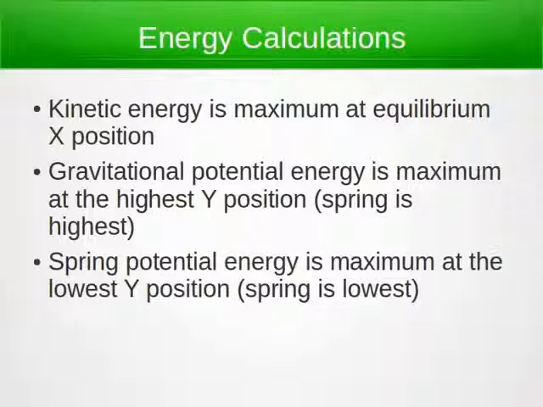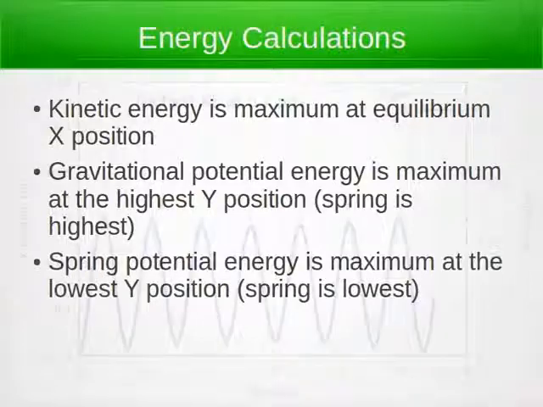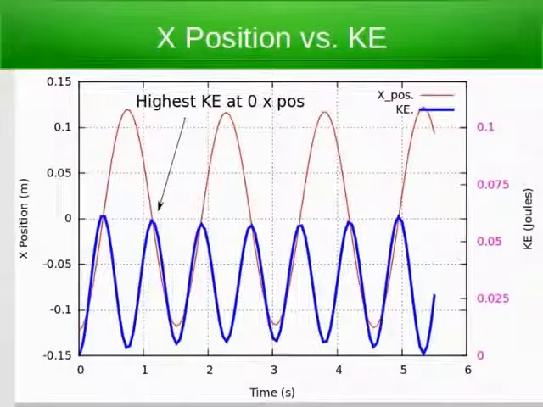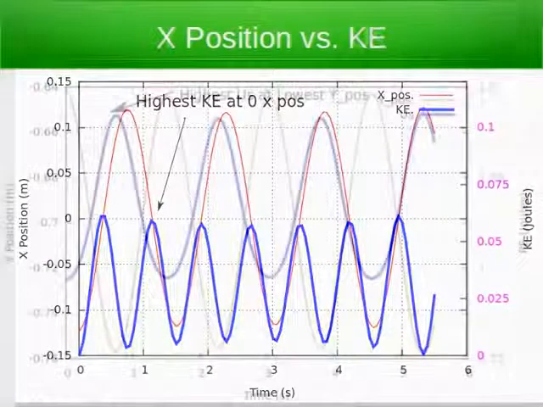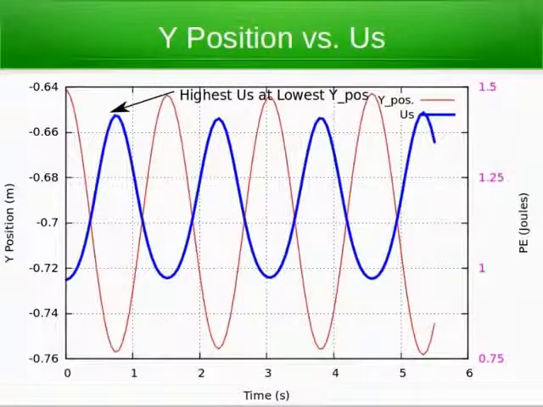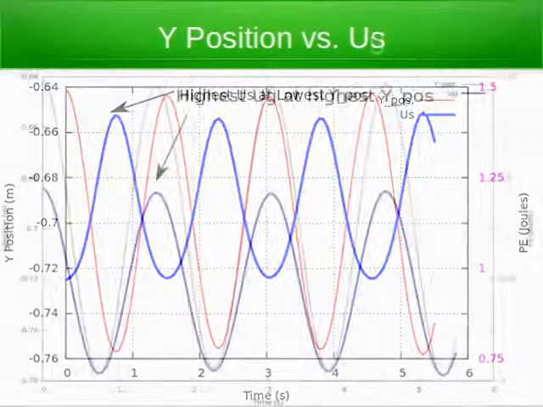These are energy calculations. Kinetic energy is maximum at the x position which is 0, the gravitational potential energy is maximum at the highest y location, and the spring force is highest at the lowest y position.